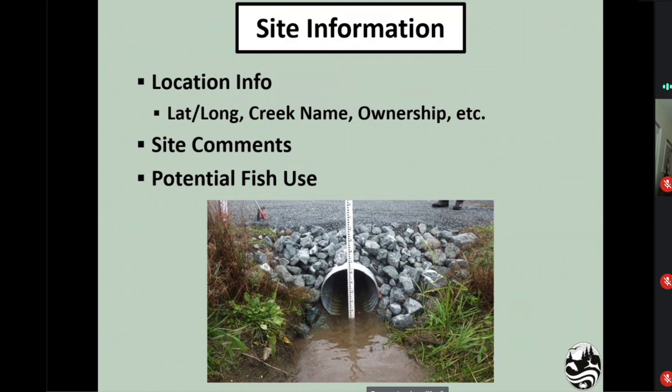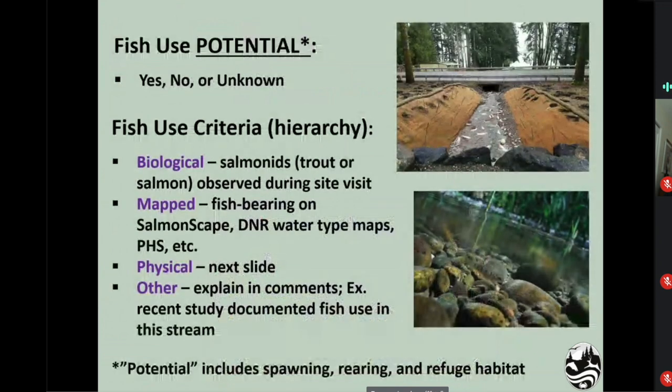Now we're going to get into the fish use criteria and the fish use potential. So fish use potential is essentially yes, no, or unknown. But sometimes we're not going to be able to see the fish. When in doubt, you can say unknown. But there are ways we can identify fish use potential in terms of this fish use criteria.